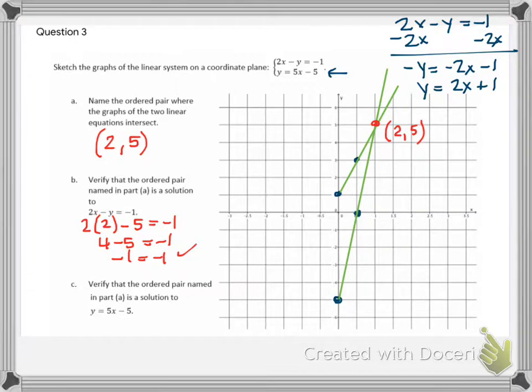And now we'll try the second equation. Y, that's a 5, is equal to 5 times x, well, that's a 2, minus 5. And let's see, 5 is equal to, 5 times 2 is 10, minus 5. And yes, 5 is equal to 10 minus 5 is 5. So 5 equals 5 also checks out. So 2, 5 is the solution to that system.